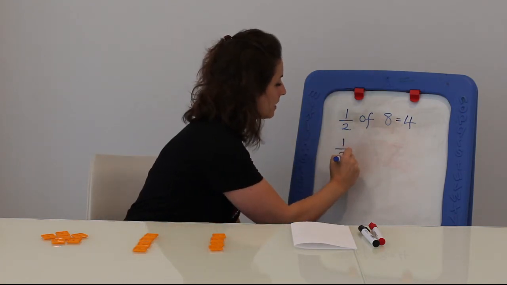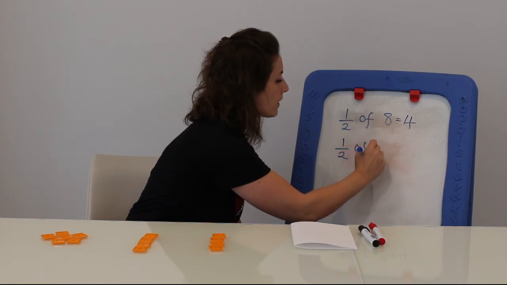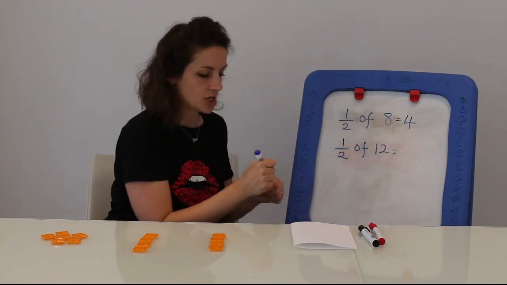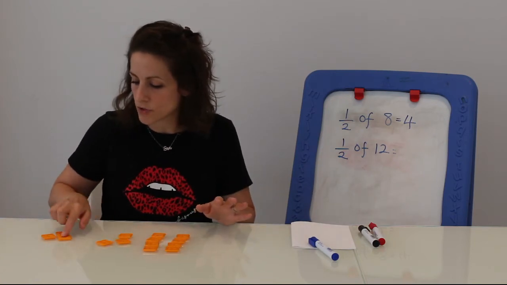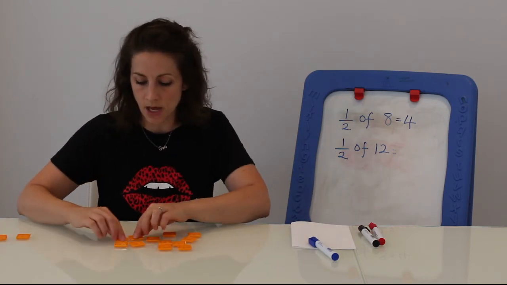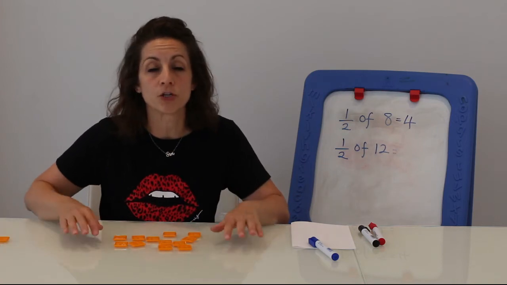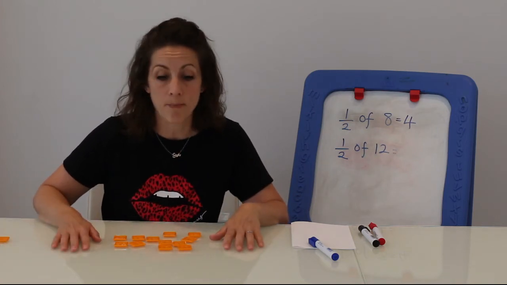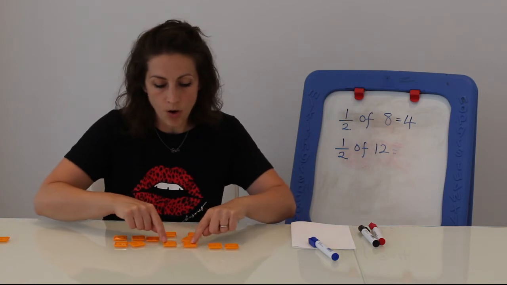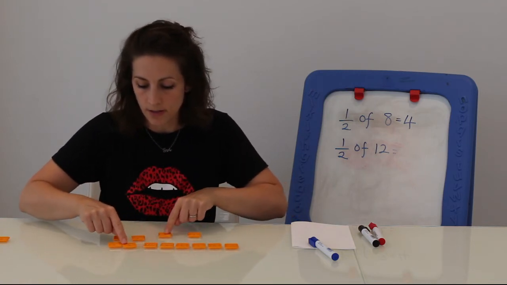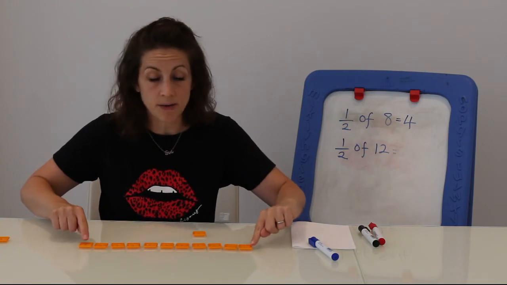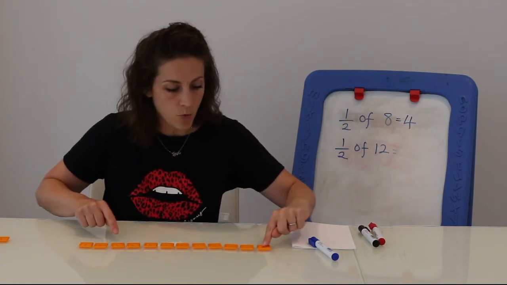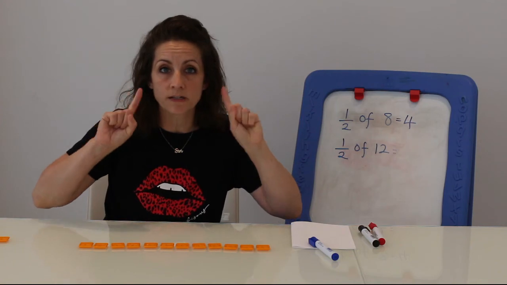This time we'll do half of 12. So I have 8, 9, 10, 11, 12. I need 12 pieces like so. Now this is what I really enjoy doing when I work out half of a number. I actually line all of my pieces up in one long row. So if the numbers get big, sometimes I have a very long line. And what I like to do is use my 2 fingers like this.